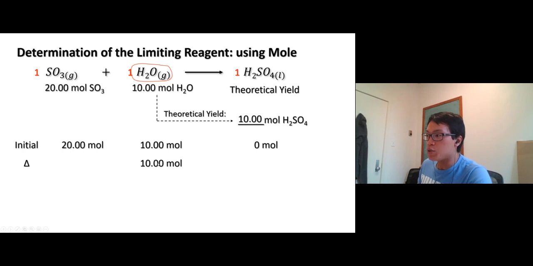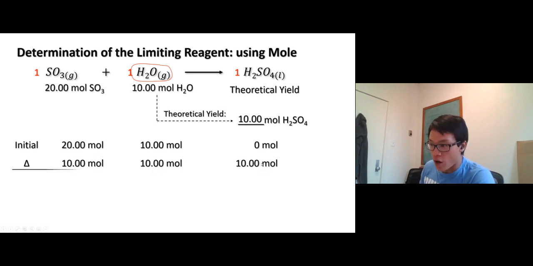All right? So if I use 10 moles of water, how many moles of sulfur trioxide do I use? 10 moles. They're 1:1 ratio. Yeah, 10 moles as well. And how much sulfuric acid do I get? They are all 1:1 ratio, 10 moles as well. 10 moles here, 10 moles there, 10 moles there. And the final, what are you going to get? Well, the number of reactant is going to be lower and the number of product is going to be higher. So negative here, positive there.